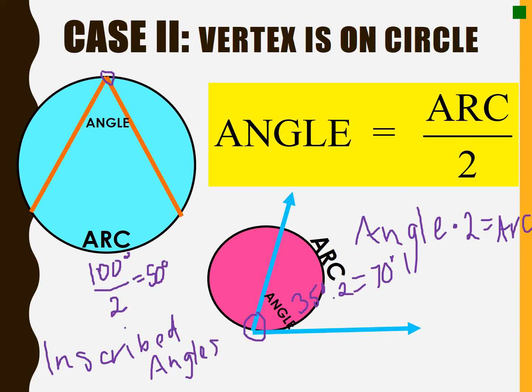So the vertex is located on the circle. That's a big key word, that it's on the circle. That arc divided by 2 equals the angle, or 2 times the angle equals the arc. Again, pause if you need more time on this slide.